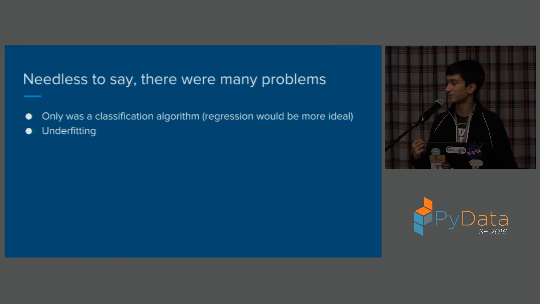So I went on to write a simple decision tree classifier. I chose decision trees in part because it would be easy for me to debug, because I had not learned calculus, and I don't think I could have done a neural network. There were a lot of problems. First off, it was only a classification algorithm, and I would have preferred a regression algorithm, and it often underfit my data. My algorithm was too simple for the really complex flu data, so it had really bad prediction accuracy.